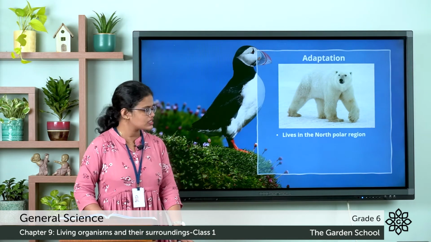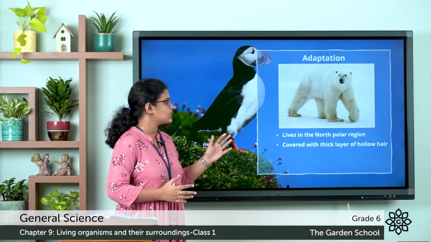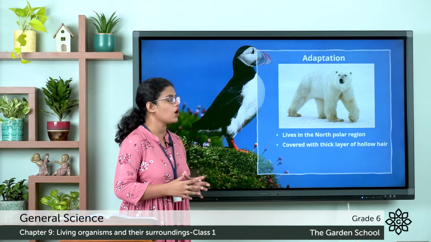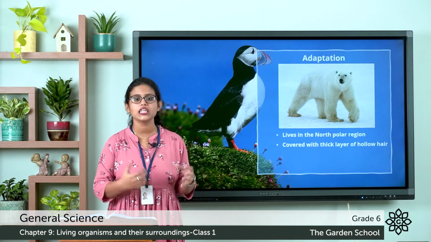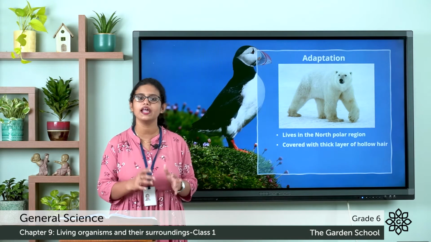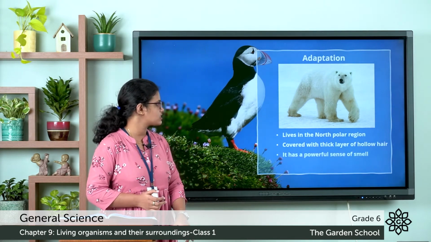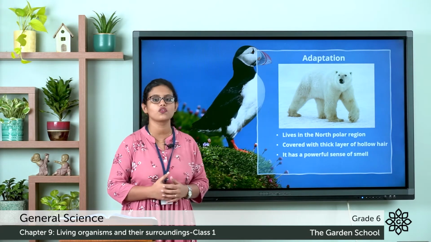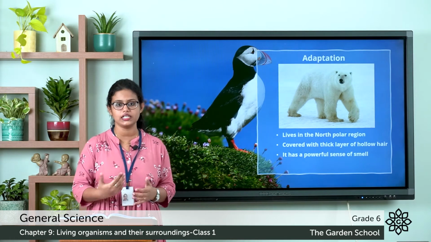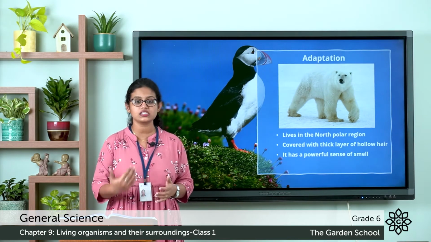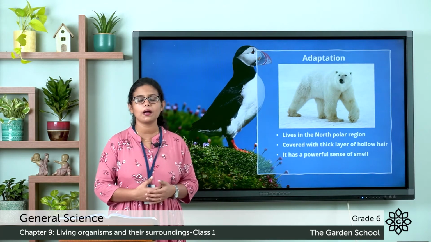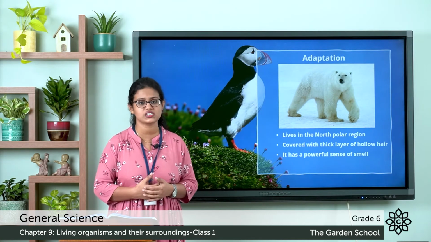The first thing is that its body is covered with a thick layer of hollow hair. The body of the polar bear is covered with thick fur that traps air and keeps its body warm. The next is that it has a powerful sense of smell. Polar bears feed on seals, and they can smell a seal more than 10 kilometers away, which means the polar bear has a good sense of smell.